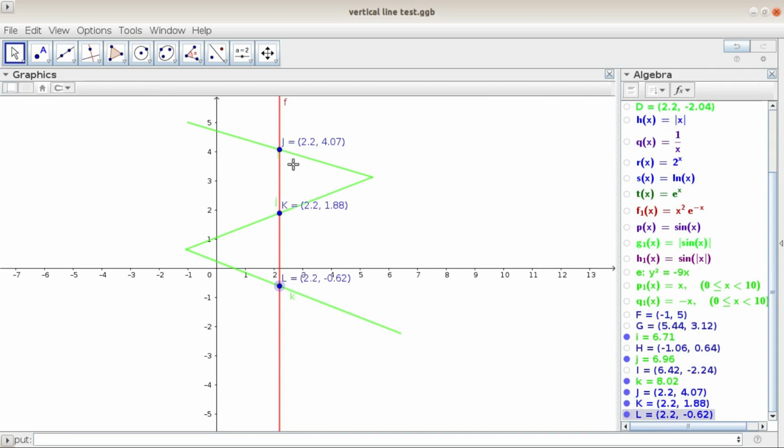Vertical line intersects at J, K and L. For the same x value 2.2, we have 3 y values. So for this x there are 3 images. Okay, so this is not a function.